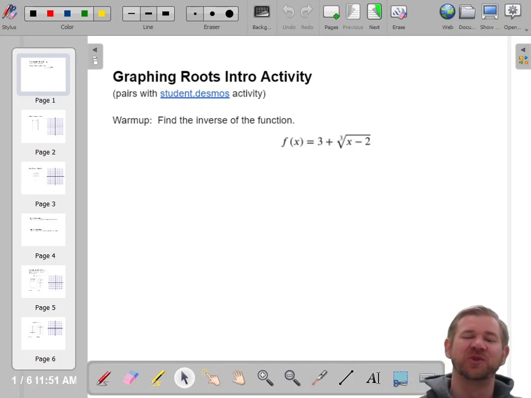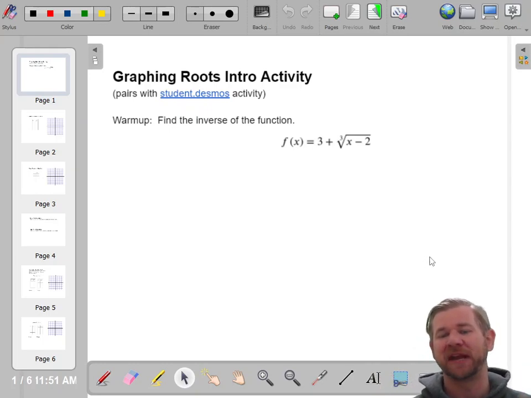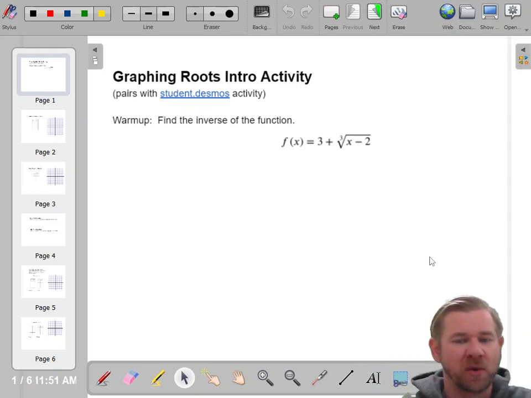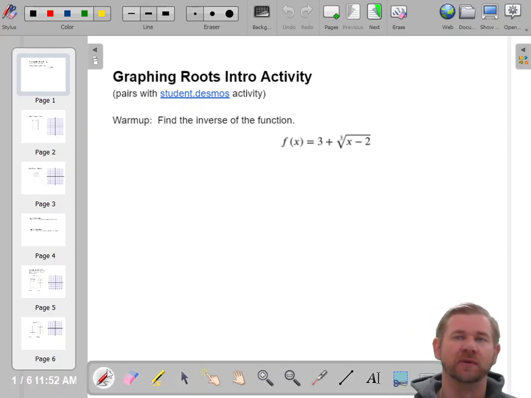Hello everyone, today we're going to graph some square and cube roots, and we're going to do this with a little bit of exploration. So hopefully you understand that we're starting with the same parent function every time and we're just going to move them around. So you just need to learn how to translate functions, which you've seen before. We just got to apply it to cube and square roots.